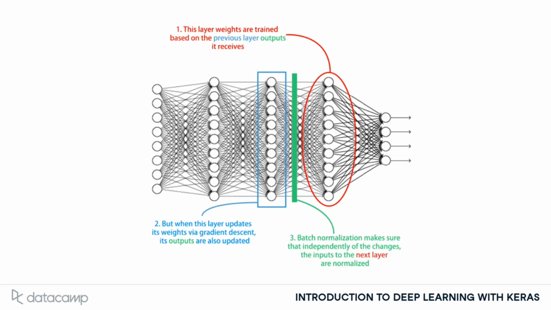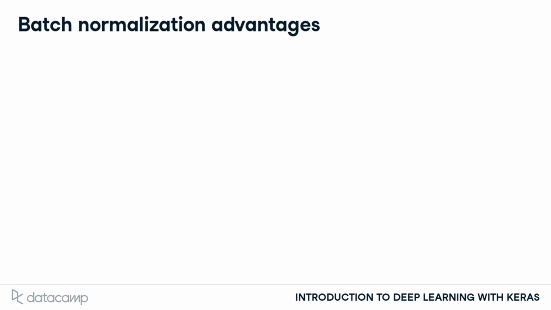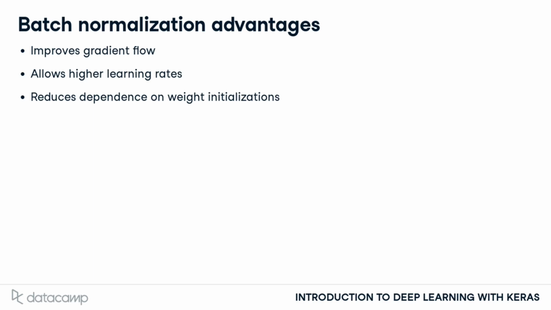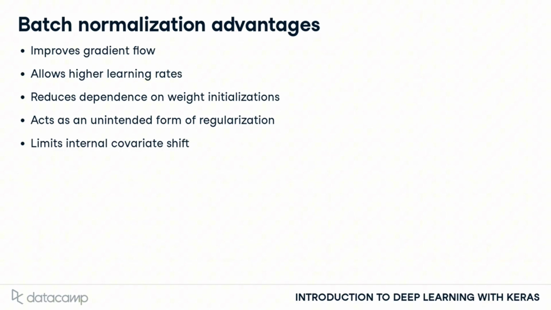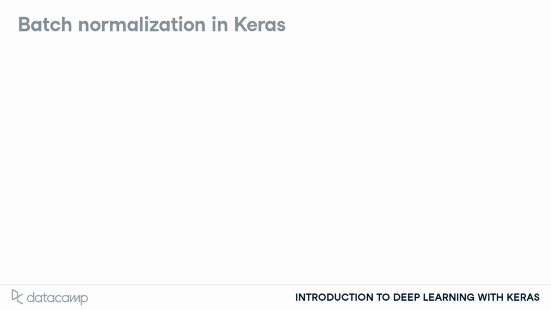It does this in a smart way, with trainable parameters that also learn how much of this normalization is kept, scaling or shifting it. This improves gradient flow, allows for higher learning rates, reduces weight initialization dependence, adds regularization to our networks, and limits internal covariate shift, which is a funny name for a layer's dependence on the previous layer's outputs when learning its weights. Batch normalization is widely used today in many deep learning models.